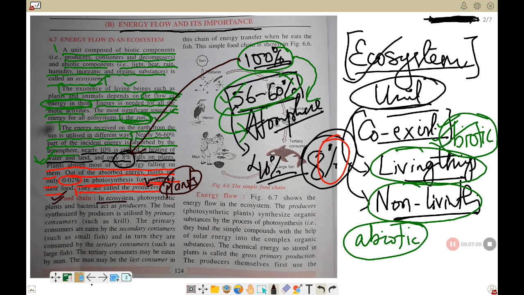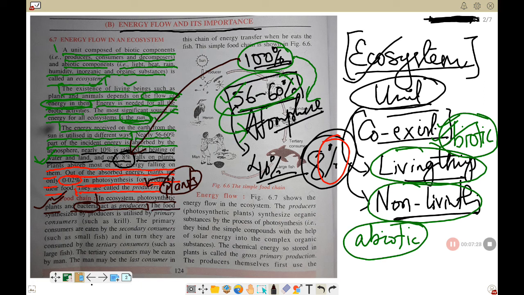Now in an ecosystem, photosynthetic plants and bacteria act as producers. So not only plants, but there are bacteria. These bacteria contain chlorophyll in them. So those bacteria or organisms which have chlorophyll in them, the green pigment, can produce their own food. So that's why they are called producers.